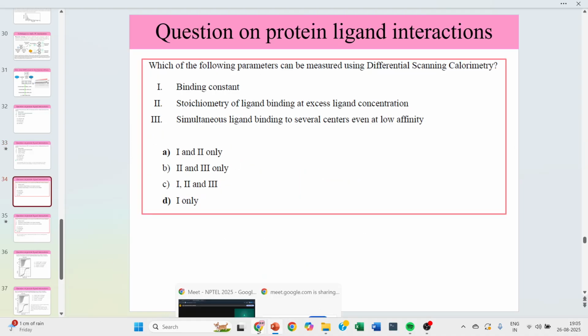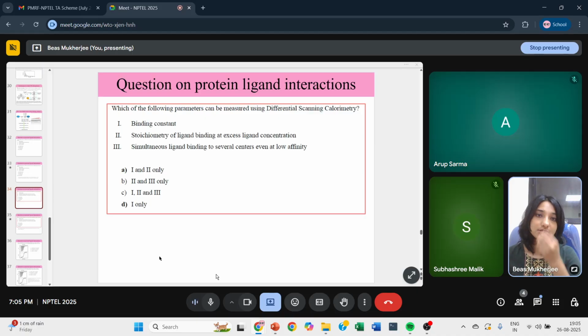Now we have the next question. The next question is about differential scanning calorimetry. This is also a different technique with which protein-ligand interaction can be measured. Regarding differential scanning calorimetry, the question is which of the following parameters can be calculated using it? So binding constant; now since I have not explained this in this slide, you can read about it.